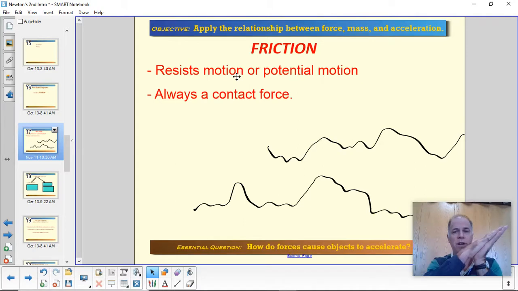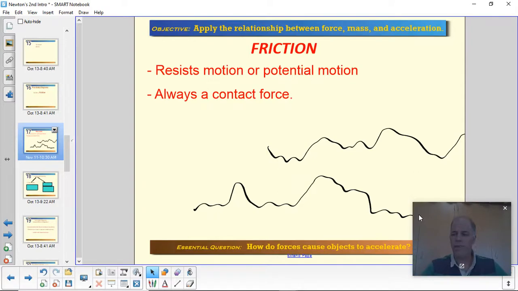Now, if two objects are in contact, but there's no force being applied to try to make them move, then there's no friction. The friction only exists when the force is there. And it's always a contact force. You can only have friction between things that are actually touching each other. So there's no friction between my hands right now. There may be friction between my hands and the air because the hands are touching the air, but there's no friction between things that are just close to each other.